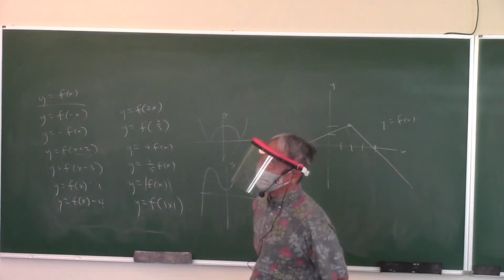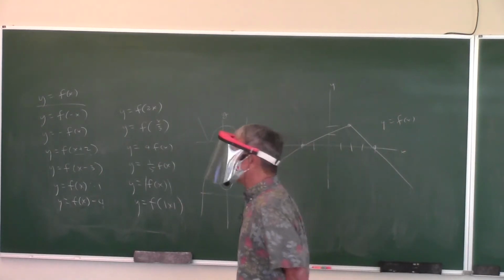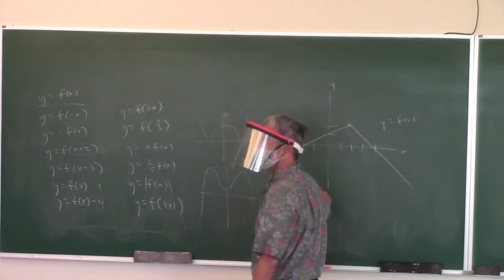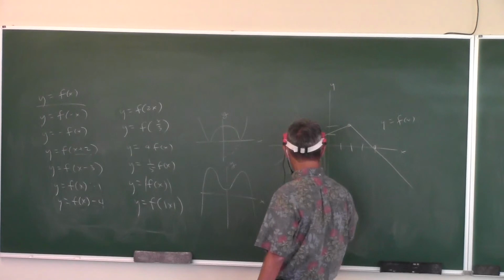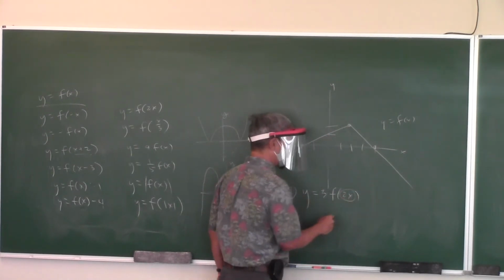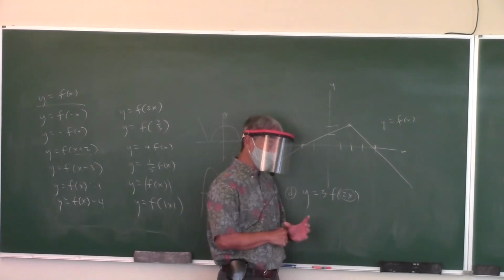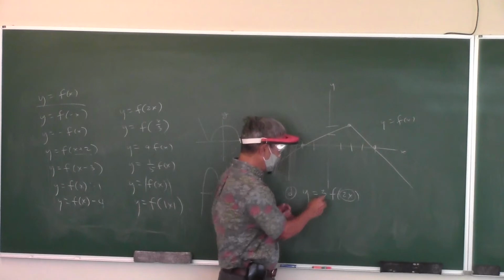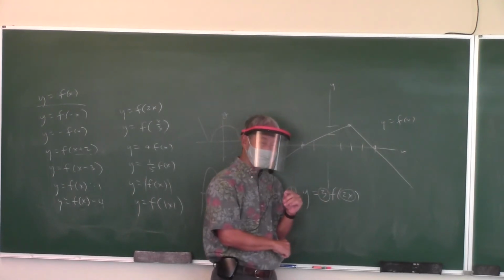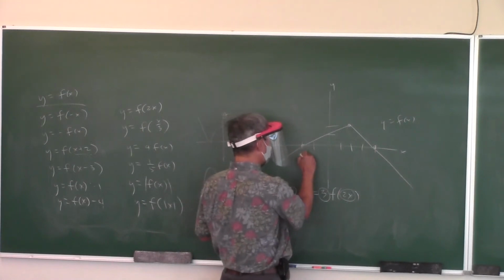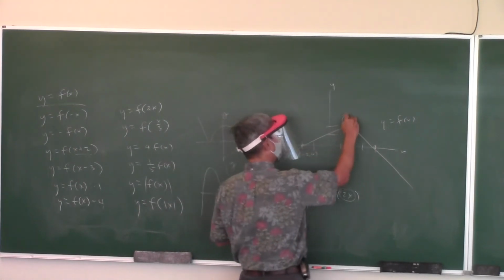Let's do D. Graph y equals 3 f of 2x. Well, what does this do to the graph? It multiplies the x coordinates by 1/2. What does that do to the graph? It multiplies the y coordinates by 3. So here are your key points. Look, I'll even write down the coordinates.